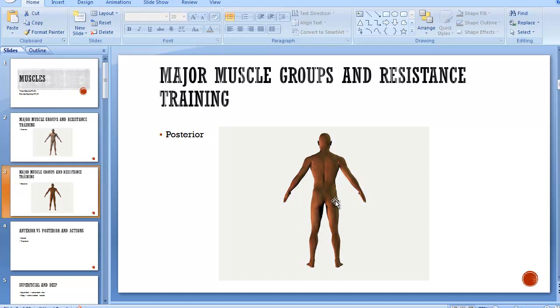So I think I've given you five here. Oh no, we need one more. Oh no, I think I've given you five, but I'll give you one more. Gluteus maximus. So squats, lunges, all of those will hit the gluteus maximus.